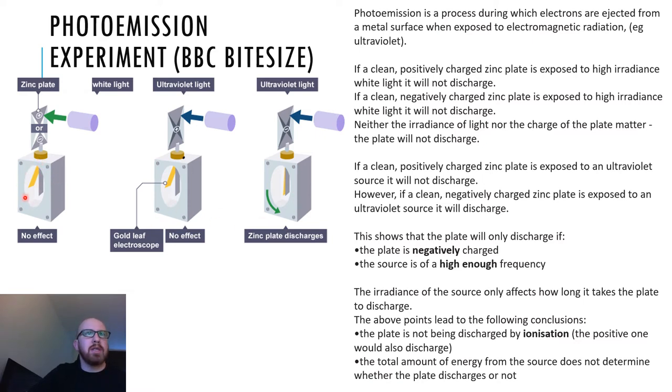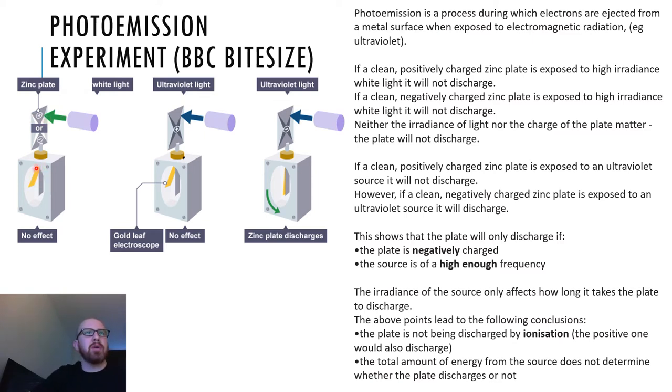Inside it, you'll see this little window on the side, and there's this little yellow bit inside, and this yellow bit inside is a gold leaf. This central column is attached to this zinc plate that's on the top. Now, what we do first of all is we charge up this gold leaf electroscope, which means we'll put extra electrons onto the zinc plate. If you watch the video, it shows you exactly how to do that.